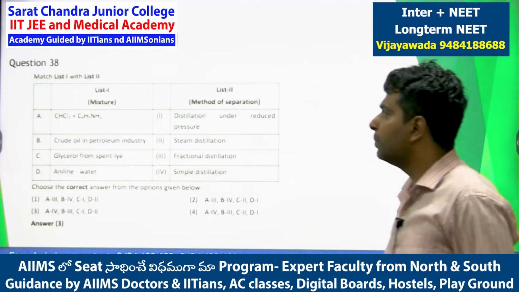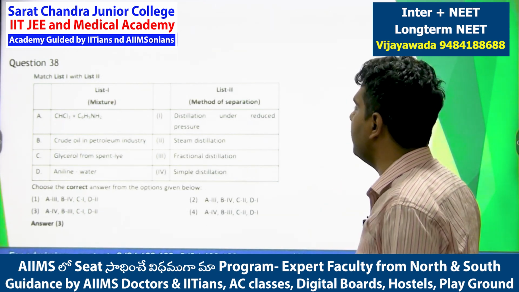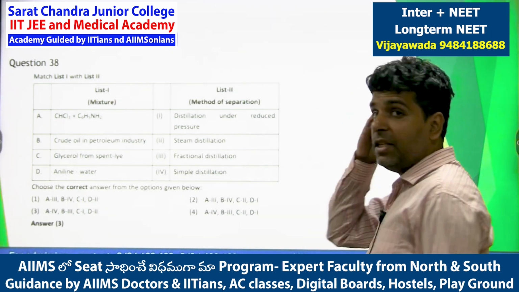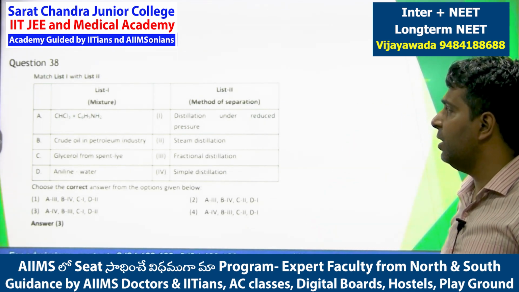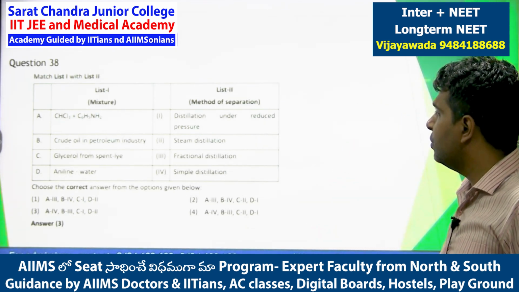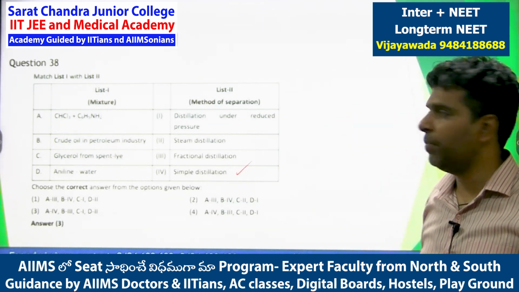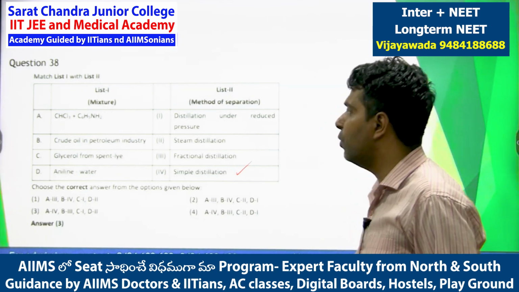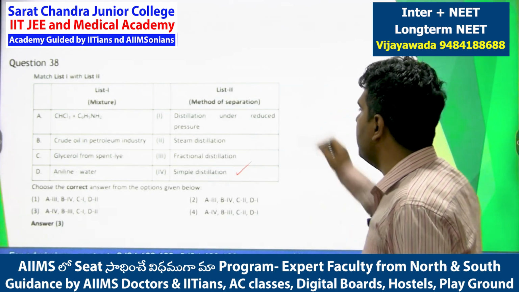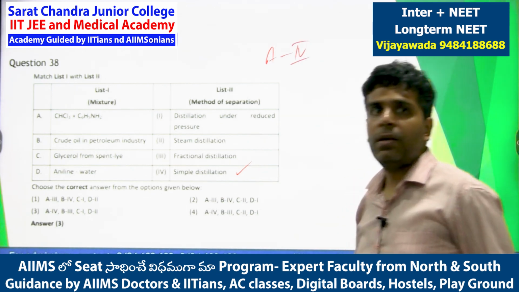Next question. Mixture CH3Cl and C6H5NH2, method of separation. CH3Cl, chloroform, has no hydrogen bonding. In aniline, there is hydrogen bonding. So this mixture can be separated by simple distillation because of the difference in their boiling points. Because of hydrogen bonding, there will be a difference in the boiling points of chloroform and aniline, and they can be easily separated by simple distillation.